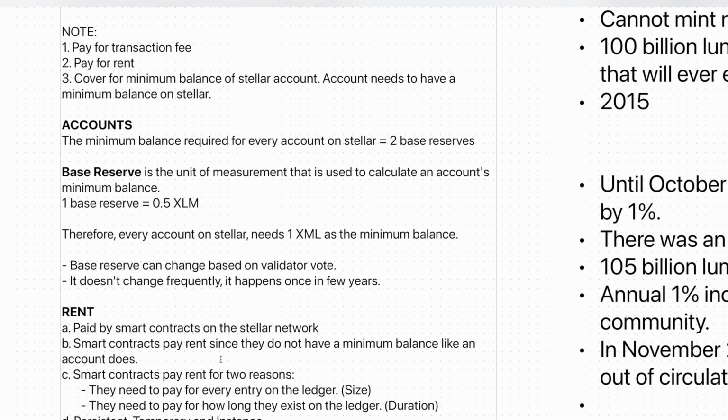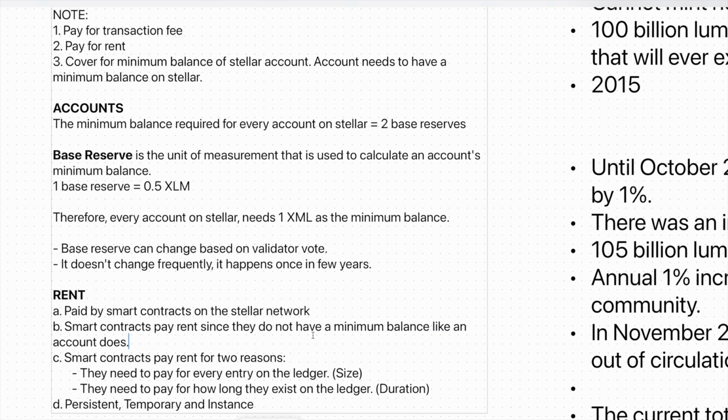And because of that, every smart contract has to pay for rent instead. Because they are not accounts, they are not EOA accounts. Let me use the word EOA account. They are not the accounts on Stellar that need to have base reserves, but they need to pay somehow for existing on the network. So how do they do that?